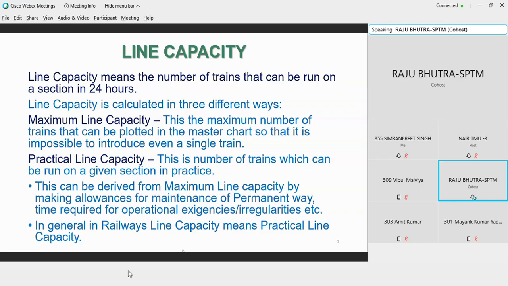In general, in railways, line capacity means practical line capacity. So for all practical purposes, we take practical line capacity as the line capacity in railways.